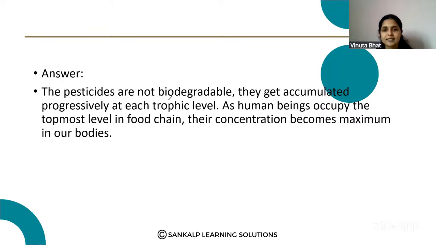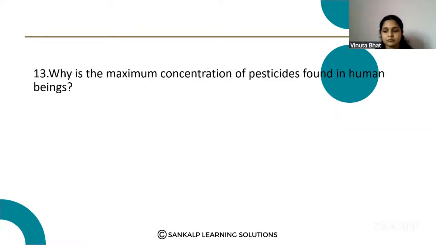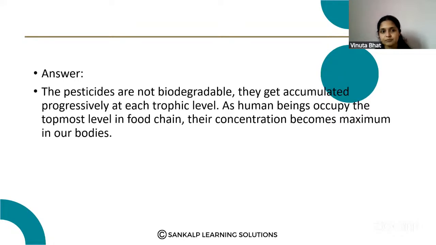So for this reason, okay. I hope you got the point, because human beings are at the topmost trophic level. You know that the chemical constituents increase when the trophic level increases, right? So that is the reason. Please note down the answer.